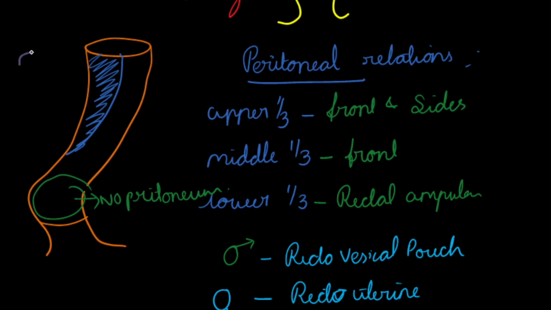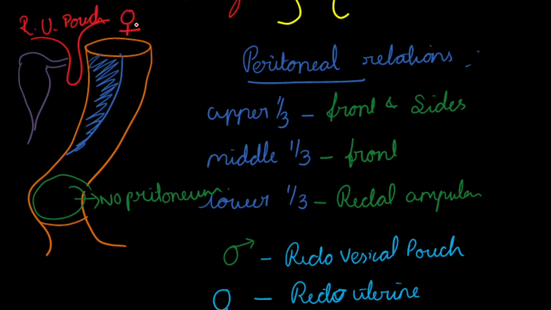So in case of female, we will be having uterus here. So this uterine portion is separated from the rectum with the help of a peritoneal pouch that is called a rectouterine pouch in case of female.